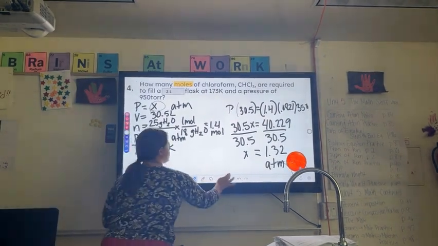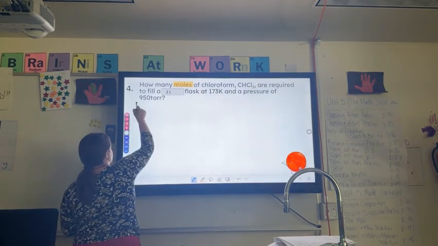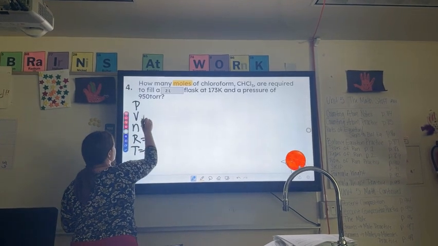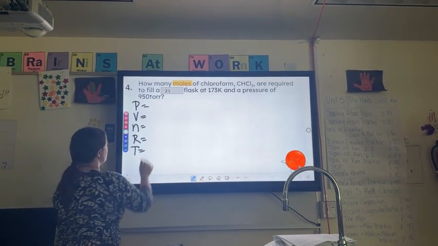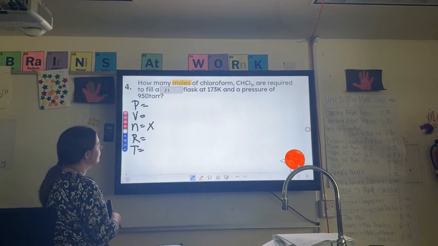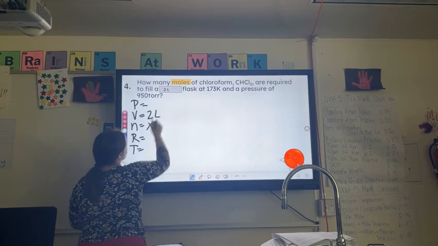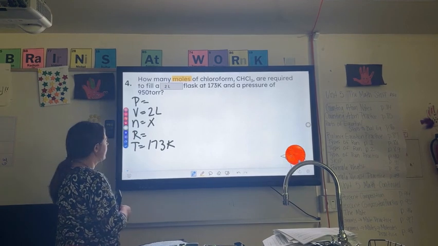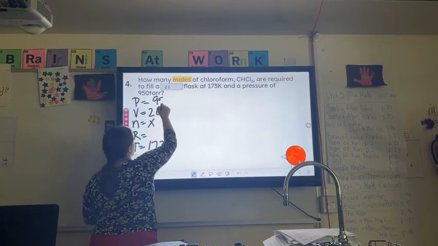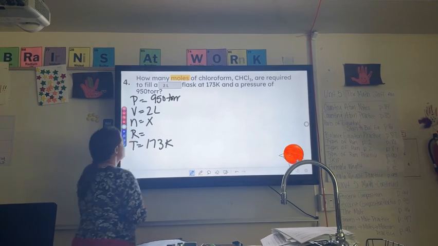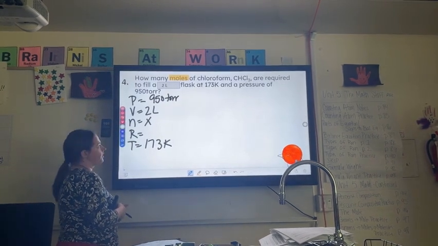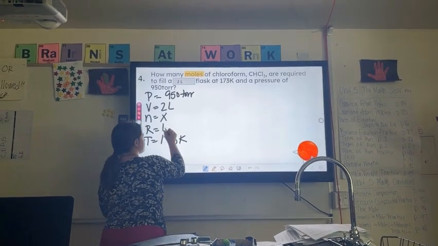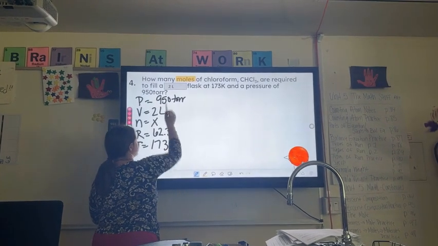All right, we know it's still ideal, so I'm still going to list my variables. You should always start by listing your variables, P, V, N, R, T. We're looking for moles. Our moles is going to be the amount, which is X, required to fill 2 liters in a flask at 173 K and a pressure of 950 torr. Okay, so we're still missing R, but R is a given variable. If you need those lists of variables, go back and check a previous slide. So for torr, we know we're going to use 62.36 as the one that matches the P.